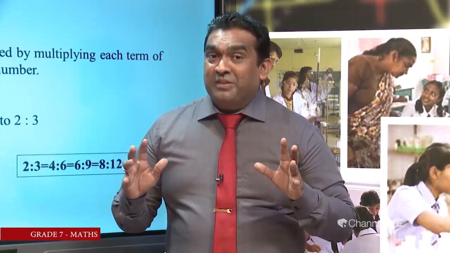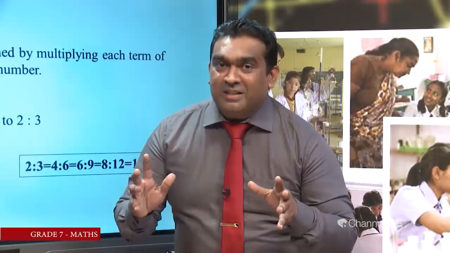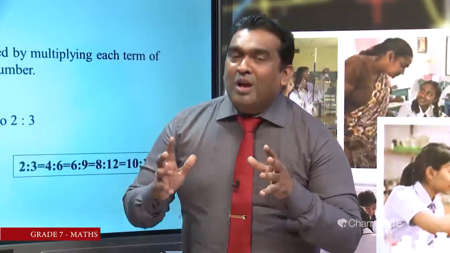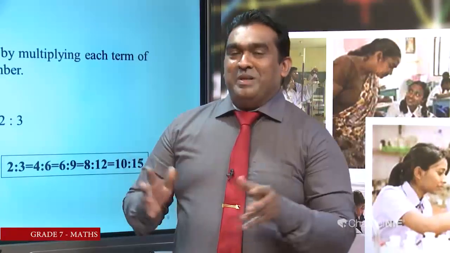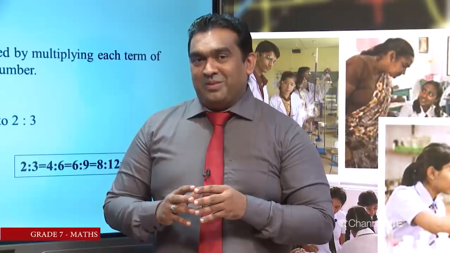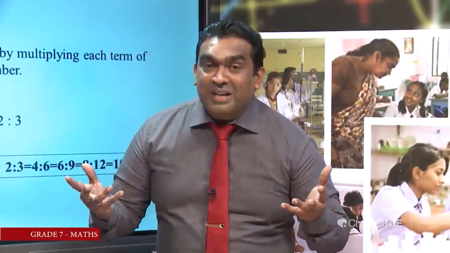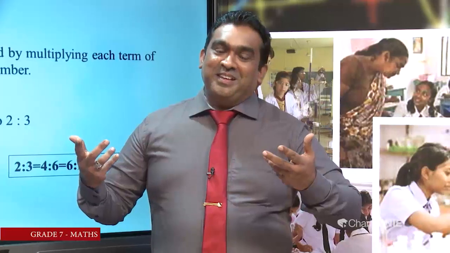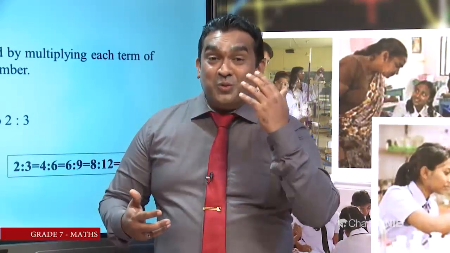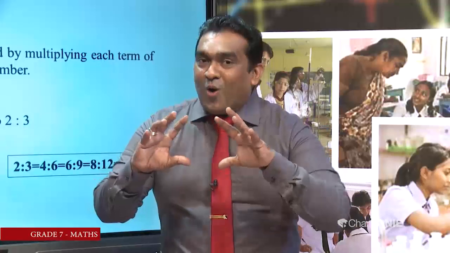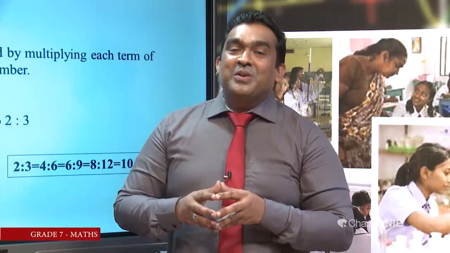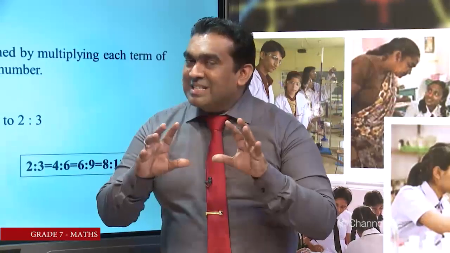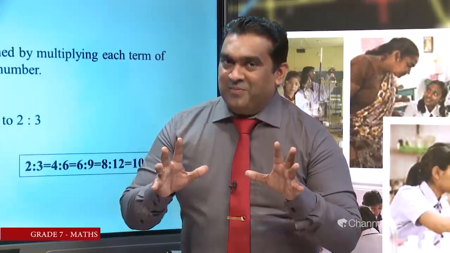Suppose half: 1 is in the numerator, 2 is in the denominator. You can multiply both the numerator and the denominator by 2. There, 1 multiplied by 2 is 2, and 2 multiplied by 2 is 4. Therefore, 2 over 4 is totally equivalent to half. Right? That concept you can apply here.